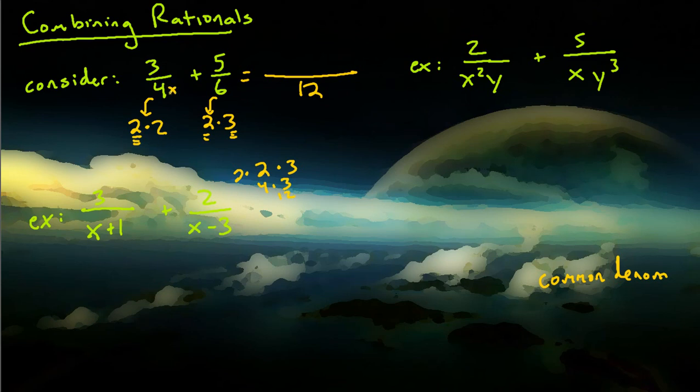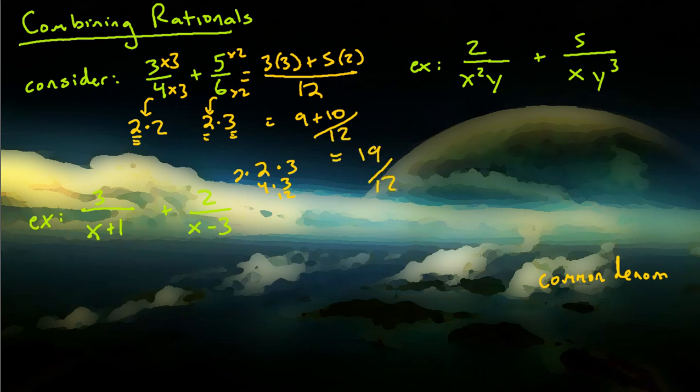Okay, so I would multiply this 4 by 3 to get the 12. So I need to multiply this 3 by 3. So 3 times 3. Plus 5. Now to get a 12 from a 6 would be times 2. So 5 times 2 would be the next thing. And then we would get 9 plus 10 over 12, which is 19 over 12. And those are our steps for adding.